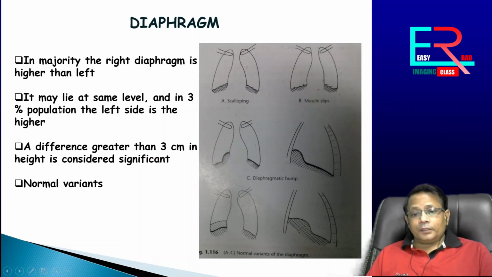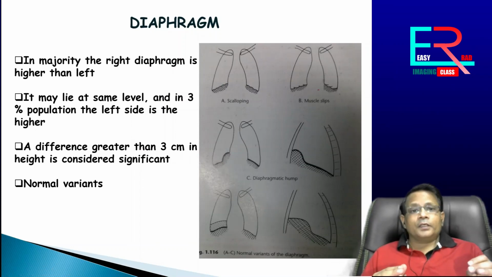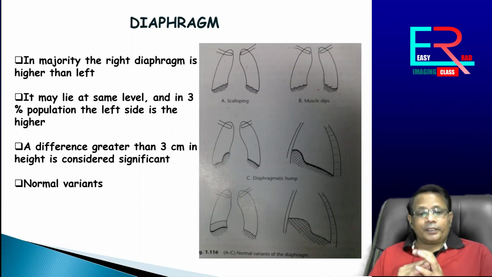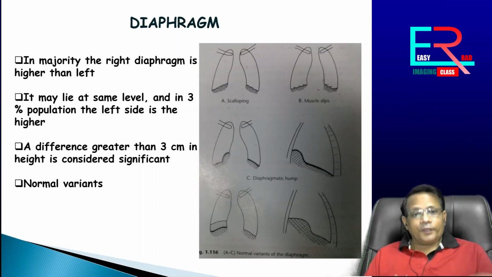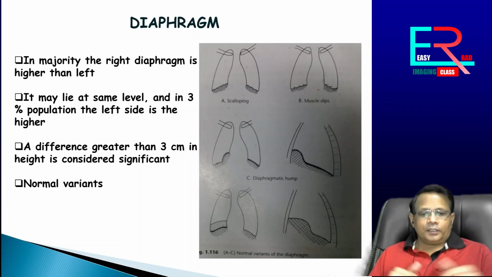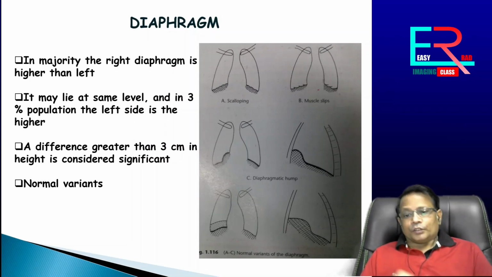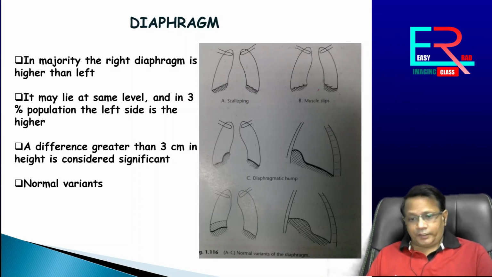Generally, the right dome of the diaphragm is higher than the left, but it may lie at the same level, and in 3% of the population the left dome may be higher. But always keep a suspicion in your mind. If you find the left dome is up, always think about eventration or some other problem, so try to get the clinical notes of that patient. A difference greater than 3 cm in height is always considered significant.